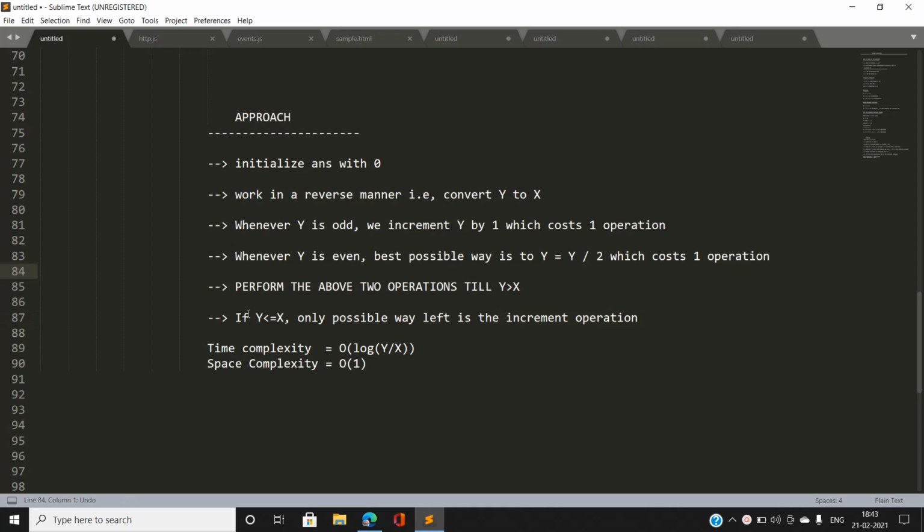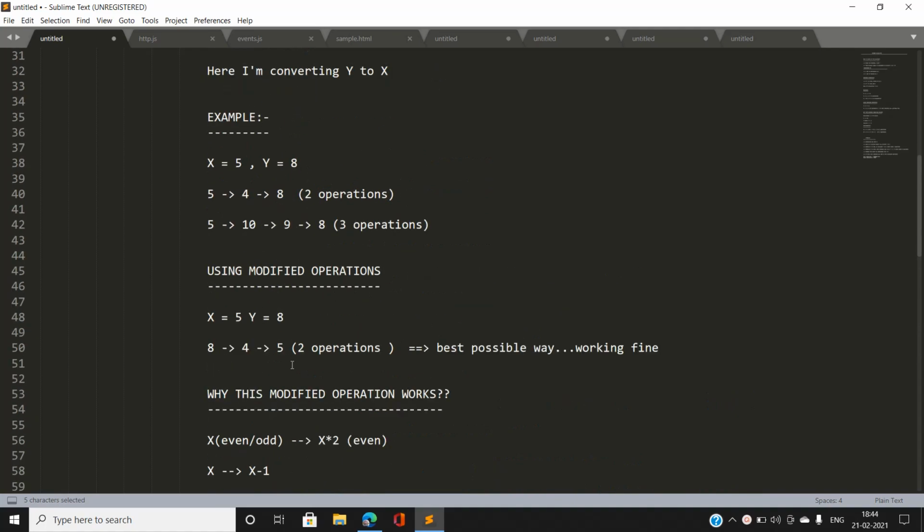So this will give us the correct answer, and the code of this is very efficient, having runtime beats 100%. Okay, now this approach gives us the time complexity of O of log y by x. If we divide by 2 every time, it will give us the time as O of log of y by x. And the space complexity would be O of 1. Okay, so let's move on to the code.